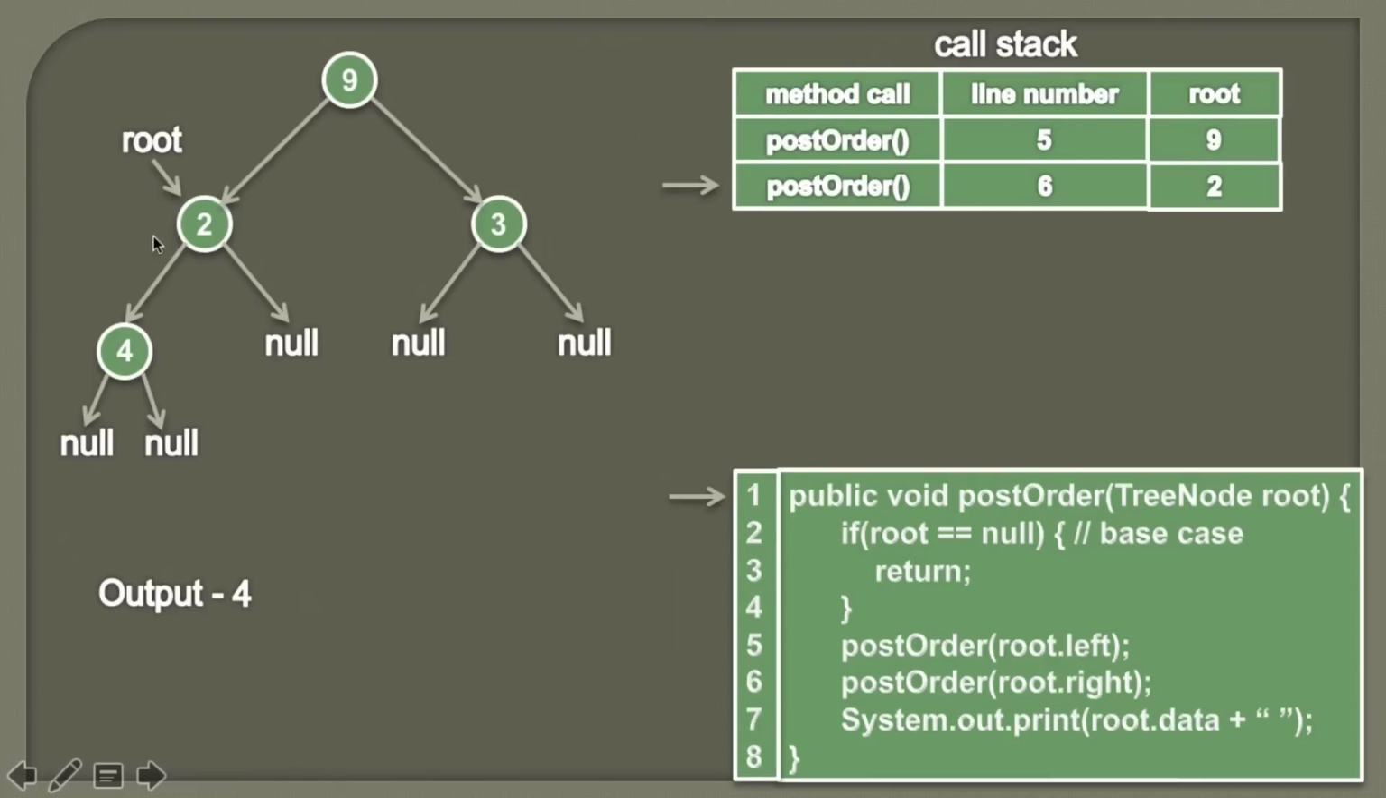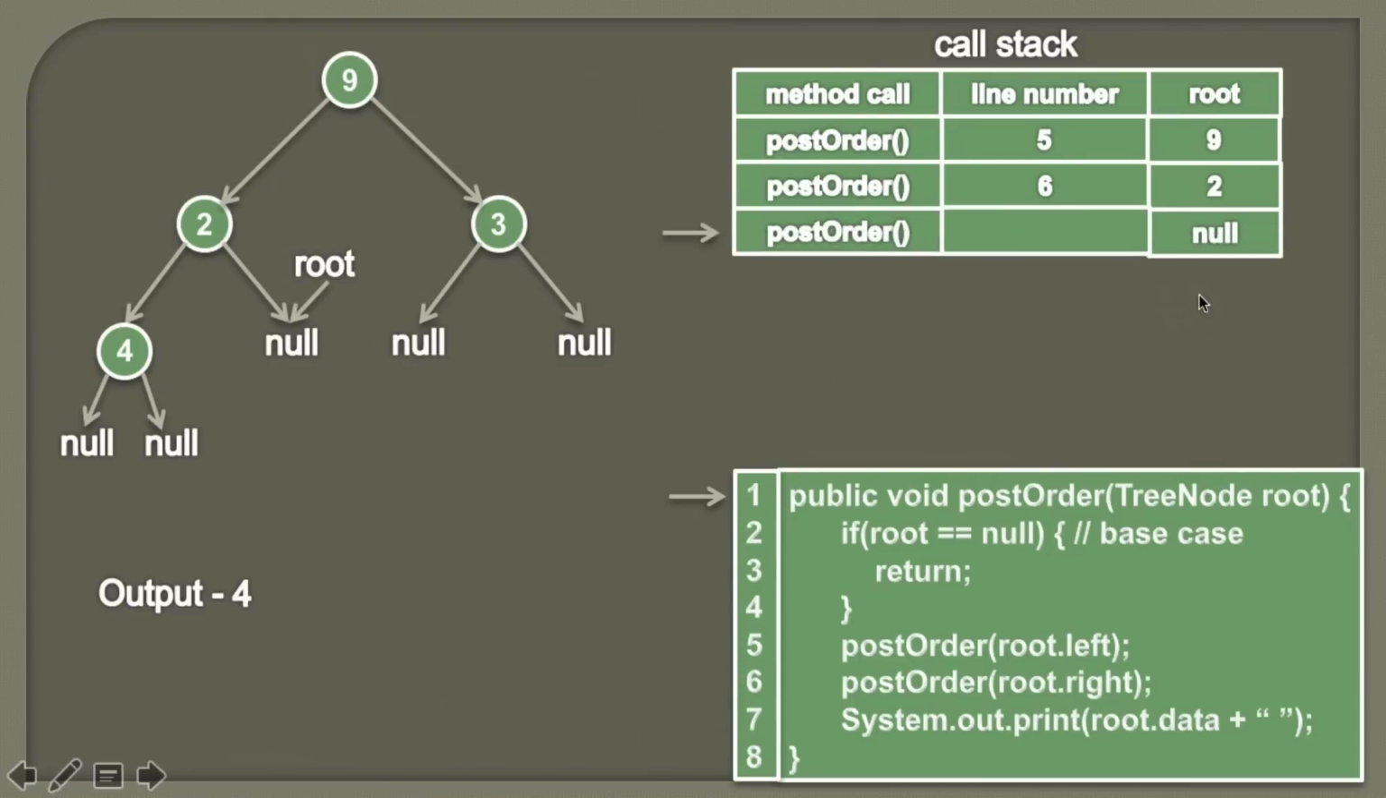So root is pointing to the node 2. Therefore now it will point to its right, which is null. Now this method will start its execution. So therefore there will be one more entry on the call stack with a root as null. Moving ahead. We'll check whether root is equal to null or not. So currently root is equal to null. So therefore we'll simply return from this method. So when we return from this method, we know that this post order method is executed completely. So therefore it will be removed from the call stack.